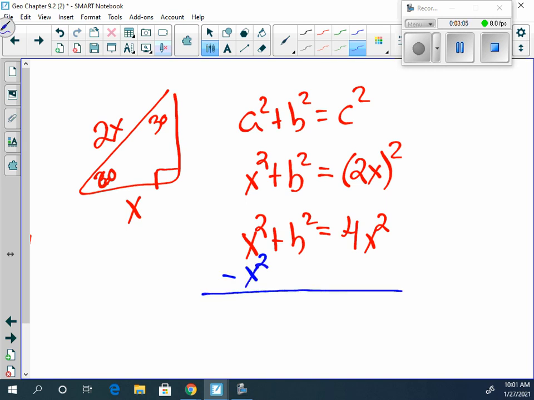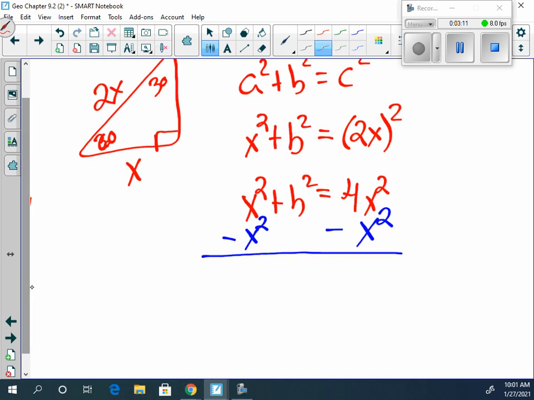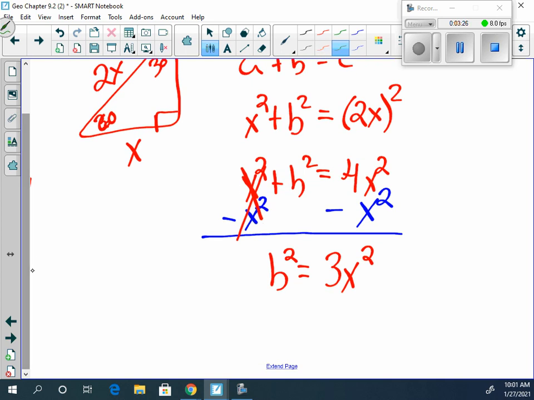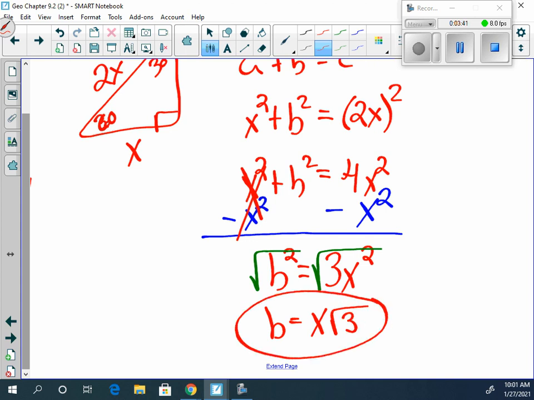And if we subtract x squared from both sides, let's scroll that a little bit. Well, these will cancel, leaving me with b squared equals 4x squared minus x squared. 4 minus 1 is 3x squared. And last but not least, to get the value of b, the side that we were missing, we would square root both sides. The square root of x squared is x, and we can't take the square root of 3. So the other side turns out to be x square root of 3.